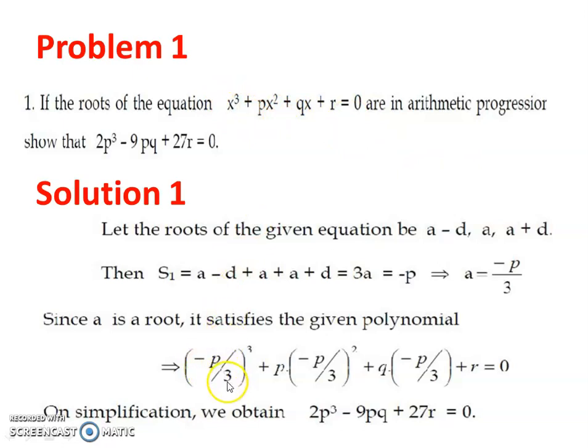Then you will get minus p by 3 whole cube plus p into minus p by 3 whole square plus q into minus p by 3 plus r equal to 0. On simplification of this expression, you will get 2p cube minus 9pq plus 27r equal to 0, which was the required condition.